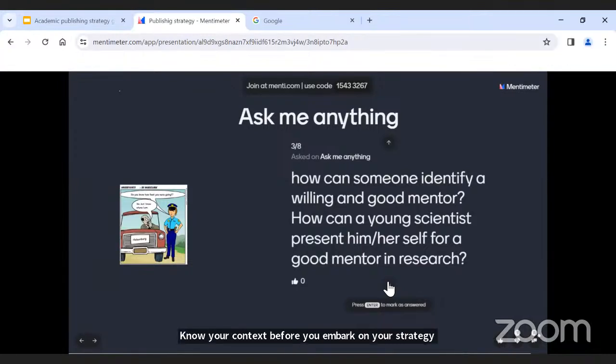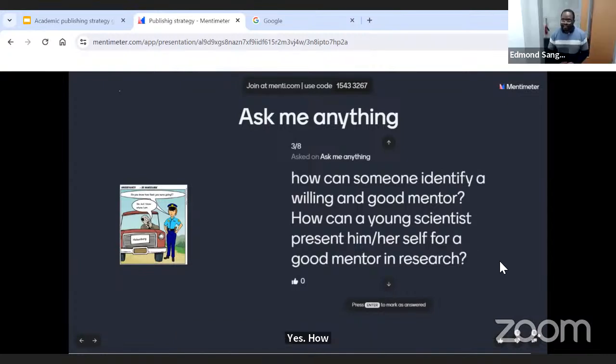Yeah, thank you. Yes. How can someone identify a willing and good mentor? How can a young scientist present himself for a good mentor in research?